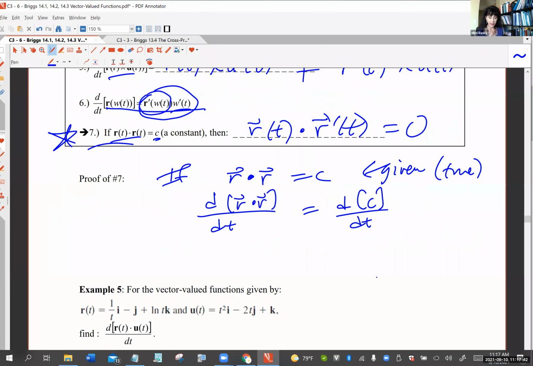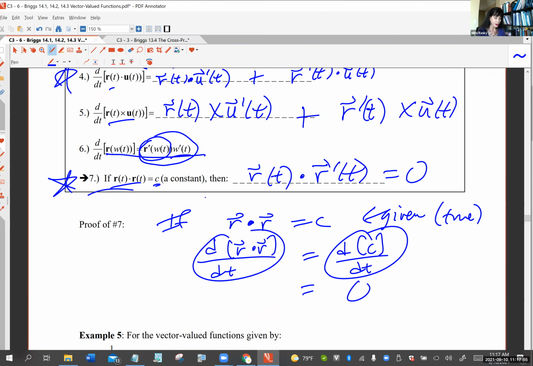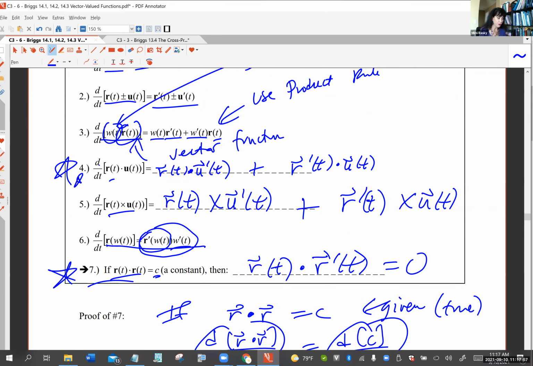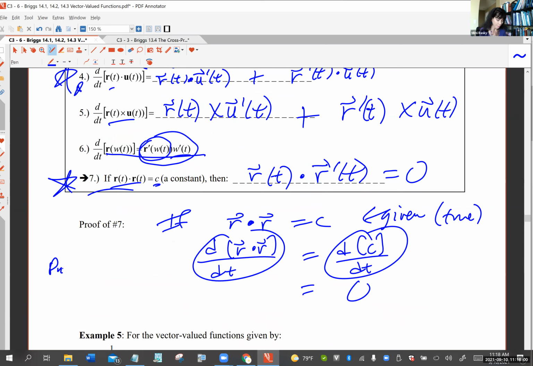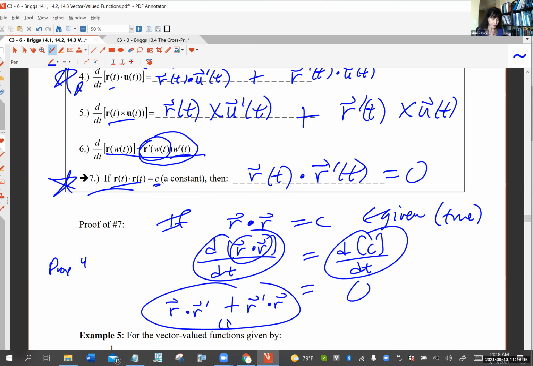Okay, let's do the right-hand side first. Does anybody remember from Calculus 1 what the derivative of a constant is? Like, what's the derivative of 3? 0. Good. And the left-hand side, you're going to use this theorem here. In fact, we're going to use property 4 above, which says when you take the derivative of a dot product using the product rule, you're going to have r dot r prime plus r prime dot r. But these are really like terms, so you're going to add them together.